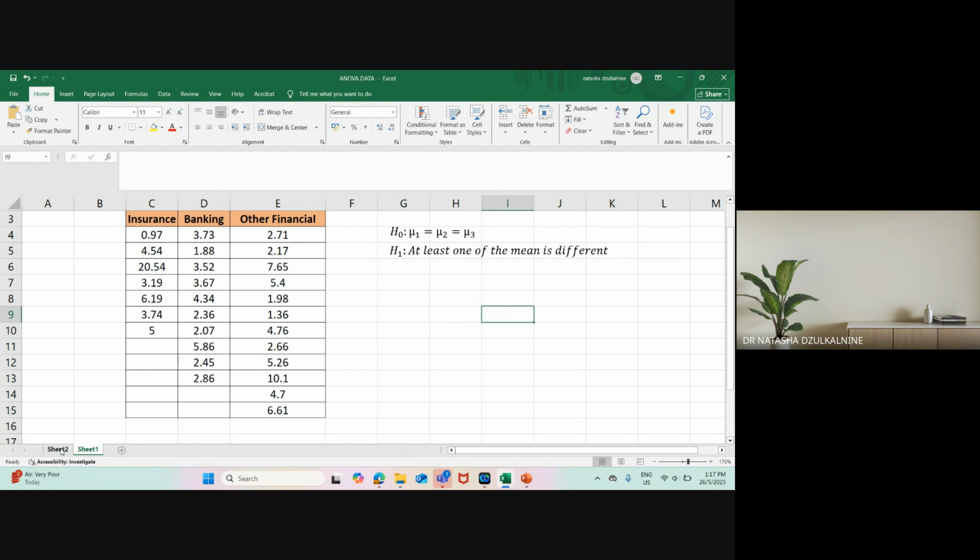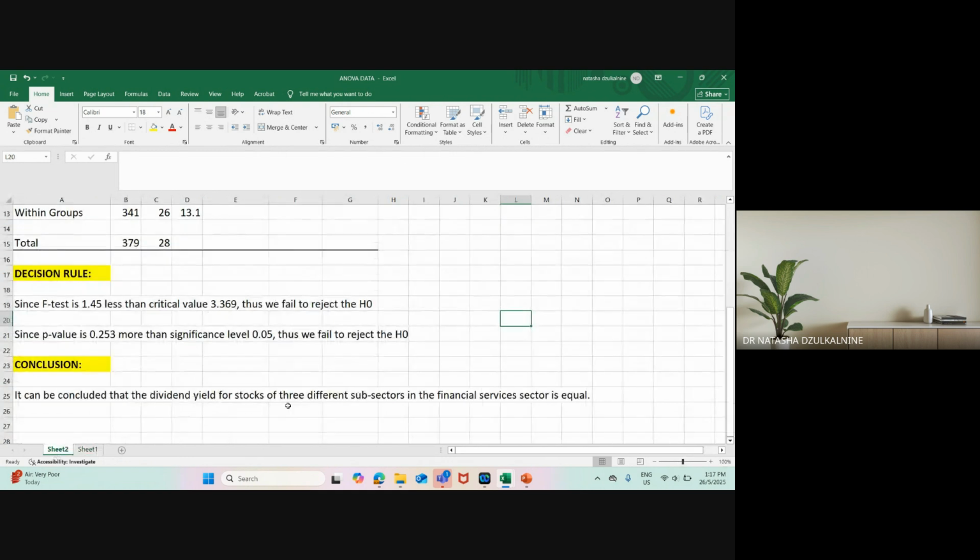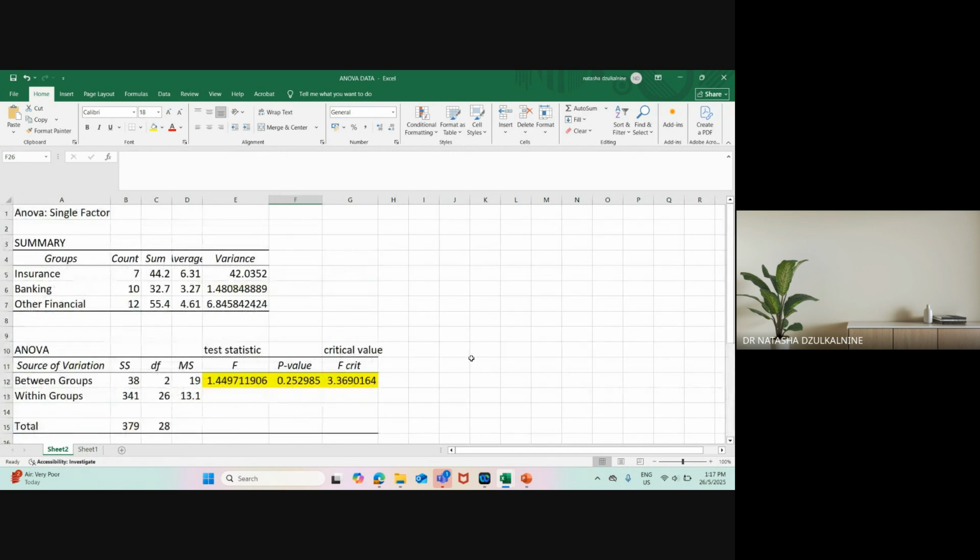But if we reject the null hypothesis, then H1 is your conclusion. All right, so that's all for ANOVA.